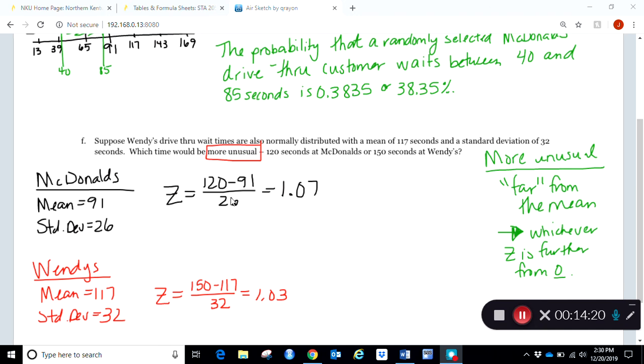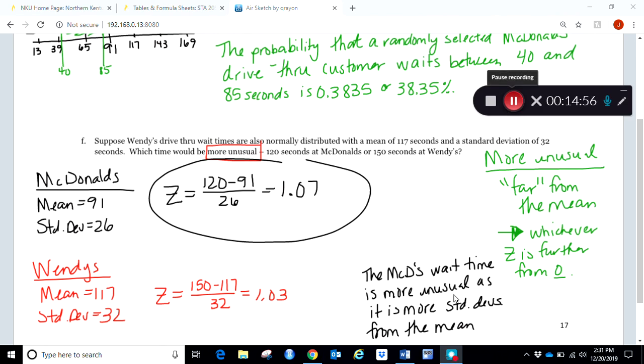So now I have calculated my two z-scores. For the McDonald's wait time, I got a z of 1.07, which means that wait time is 1.07 standard deviations above the mean. For the Wendy's, I got a positive 1.03. So this wait time is 1.03 standard deviations above the mean wait time. So which of our z's is further from 0? Our McDonald's time will be the more unusual.